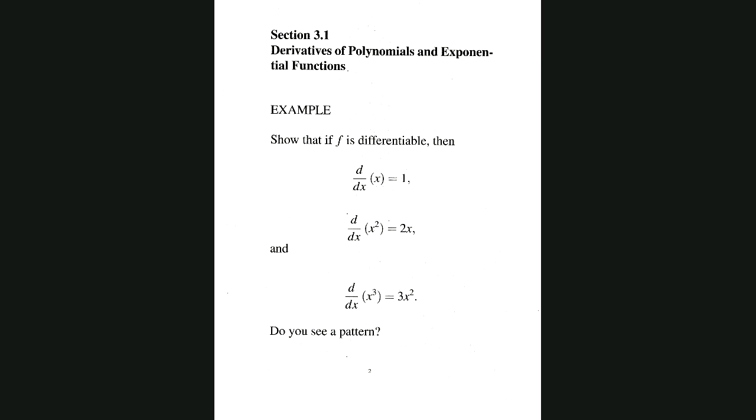We're going to show that based on the definition of a derivative, the limit definition, the derivative of x equals 1, the derivative of x squared equals 2x, and the derivative of x cubed equals 3x squared. And what I'm using here is called Leibniz notation. d dx means take a derivative. That's what d dx is symbolic for. And after we prove this, we want to see if there's a pattern.